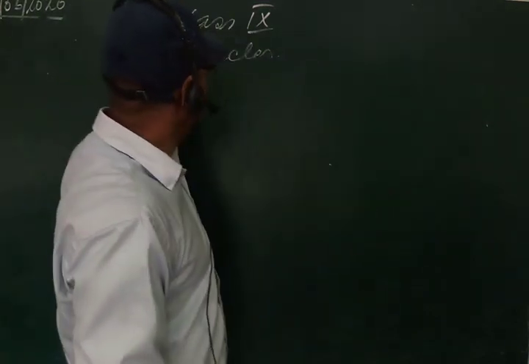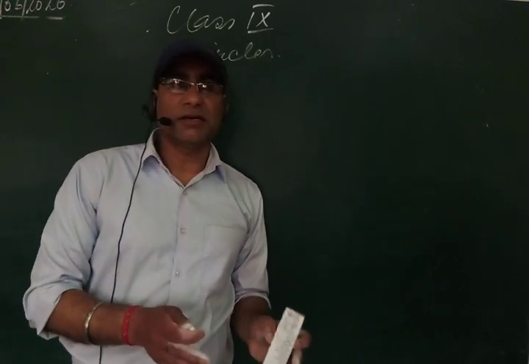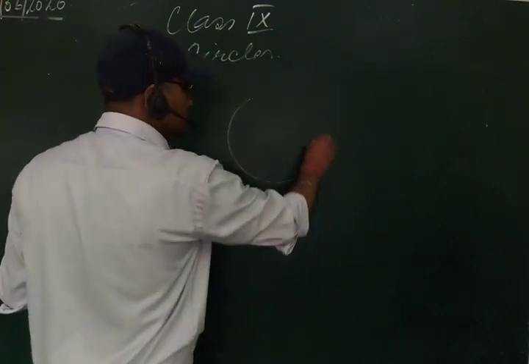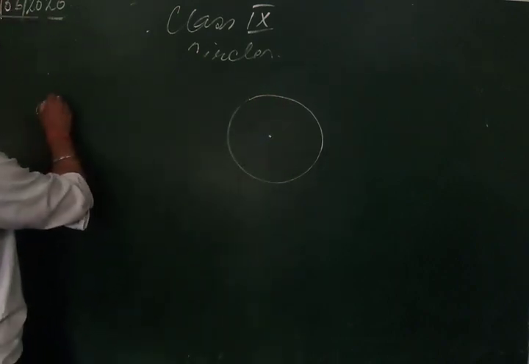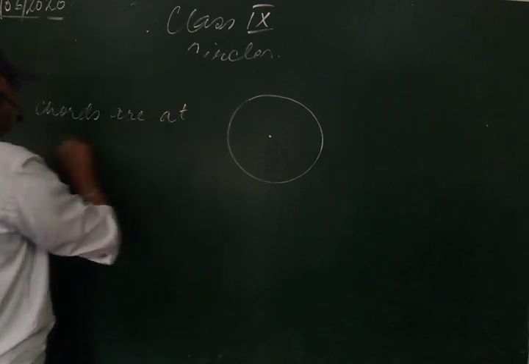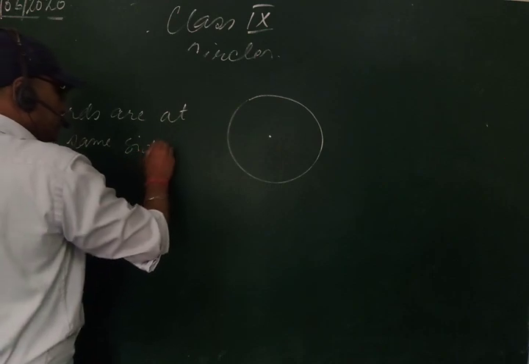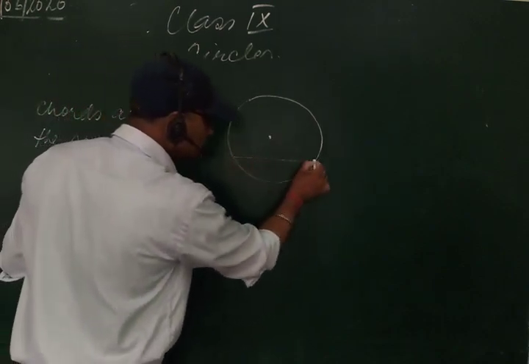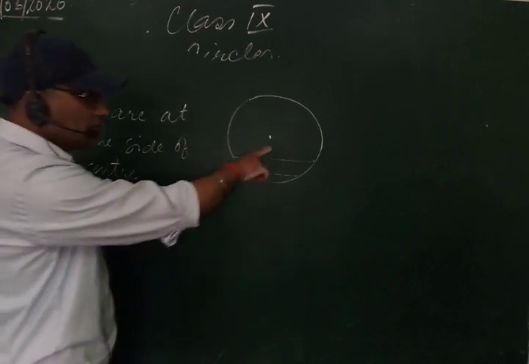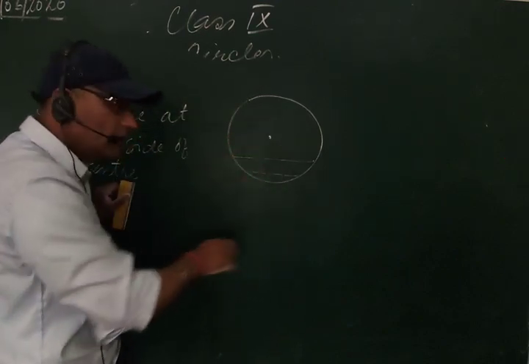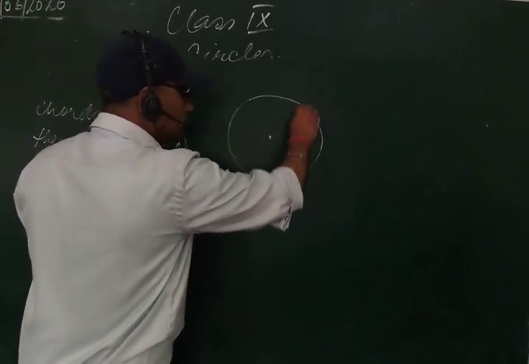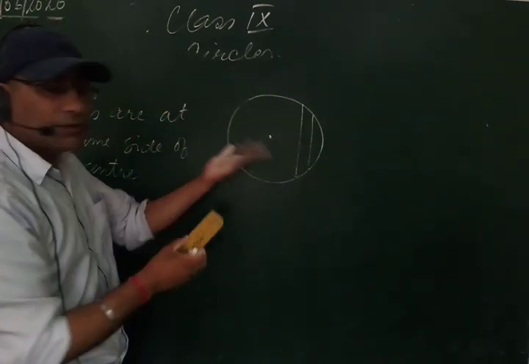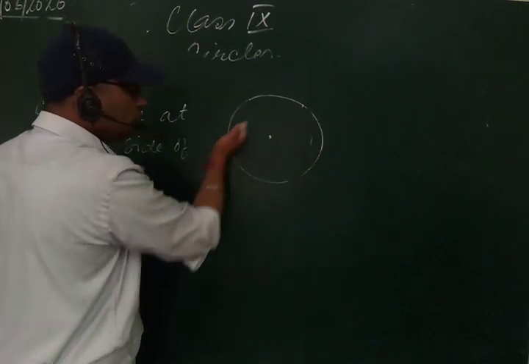Now, sometimes it may happen that there may be two parallel chords which are placed either on the same side of the center or on the opposite sides of the center. Suppose this is a circle. If it says chords are at the same side of the center, that means to say this is the center, the chords may be placed this way. From this center it is downwards, both the chords are downwards on the same side. Or the two chords may be here. This is also placed on the same side of the center, on the right hand side of the center. Both the chords are on the right hand side of the center. So we can say they are on the same sides. Or it may be here, two chords.